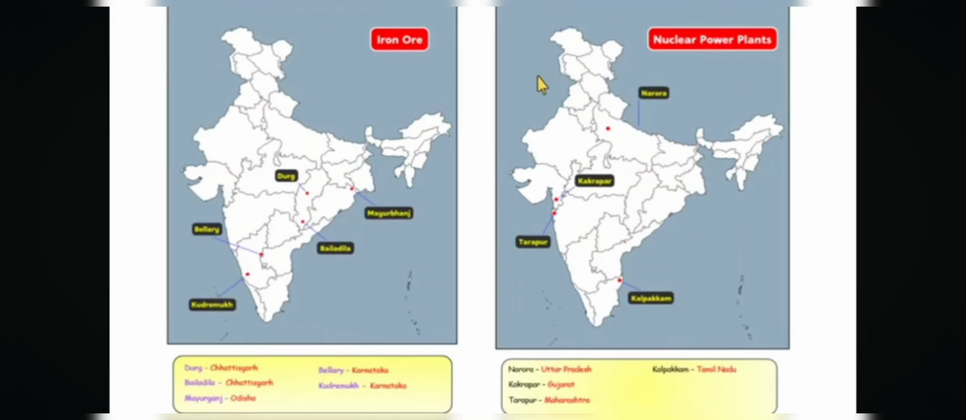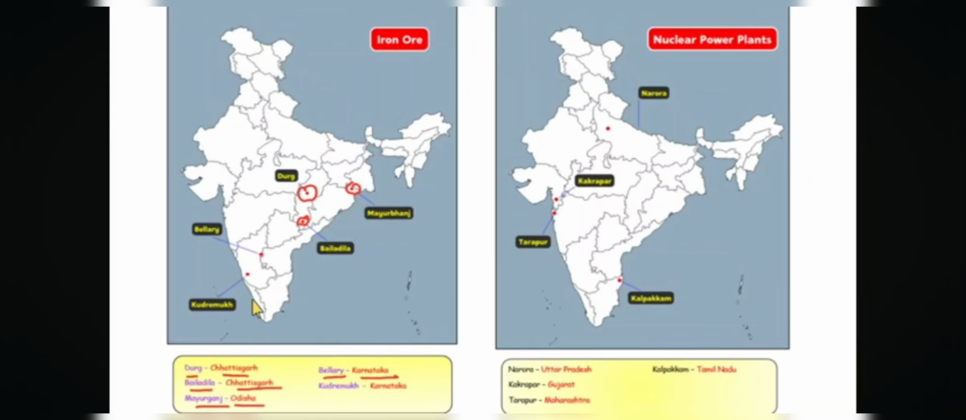Let's move on. Then iron ore is given here. Some iron ore names are given, like Durg iron ore. Look at it here. It's here. Okay. Next, here's Bailadila, which is in Chhattisgarh. Now where is it? Bailadila is here in Chhattisgarh. Okay. Next, there's Mayurbhanj, which is in Odisha. Where is Mayurbhanj? In Odisha. Here you have it. There's an iron ore here.